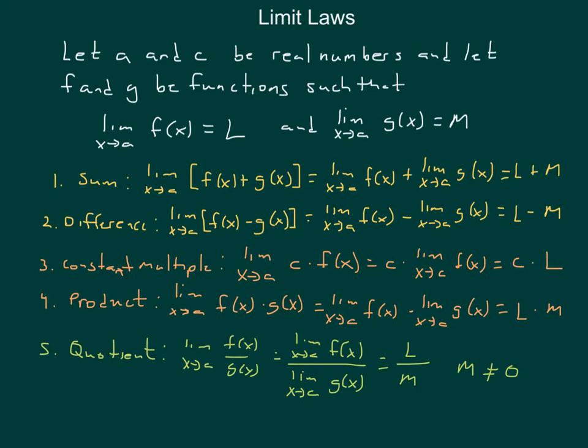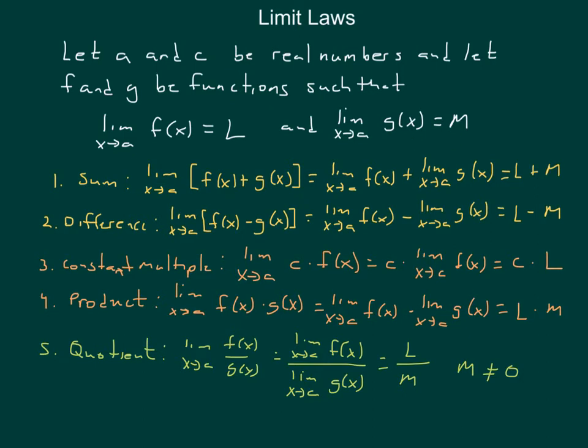What we have to do here is first let a and c be two real numbers. a is the value that x is going to approach, and c is just a general constant. And we're going to let f and g be two functions such that the limit as x approaches a of f of x is equal to the number L, whatever L happens to be, and the limit as x approaches a of g of x is equal to m.